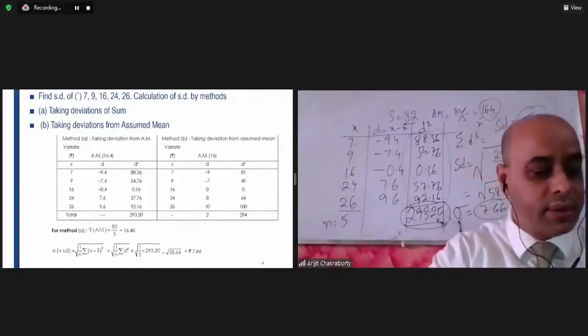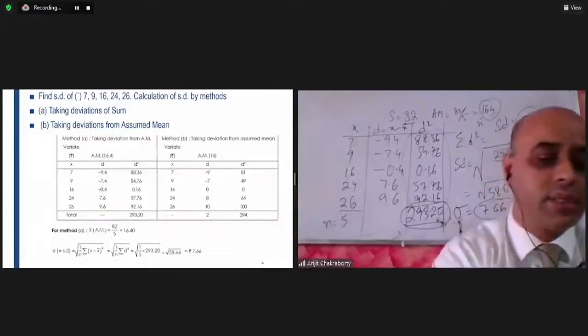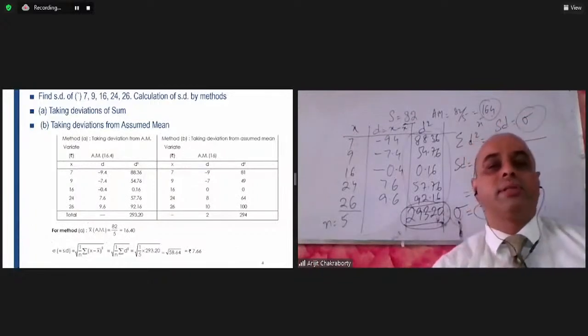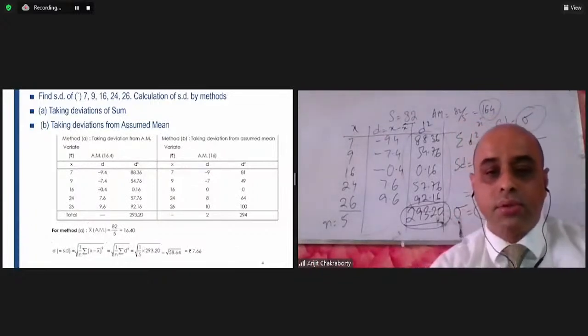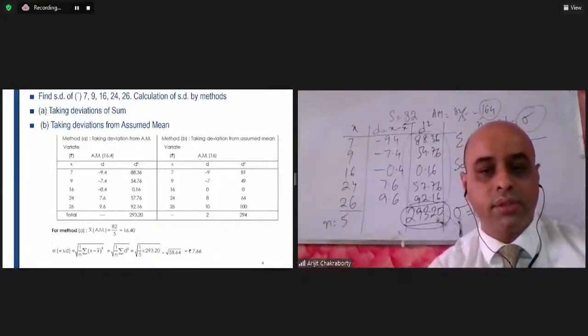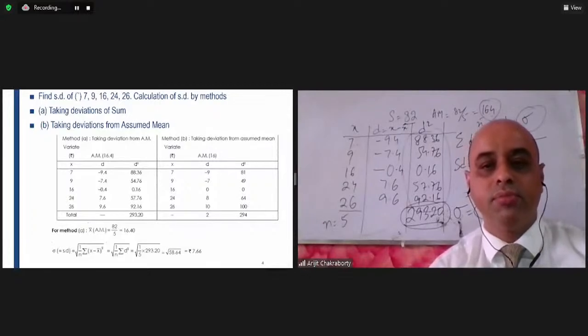Even if we use the other method, yes, 7.66, great. So even if we use the other method, say for example, assumed mean, there also we will get the same result. So just let us try and find out the assumed mean method.